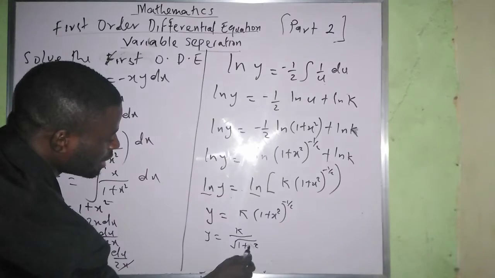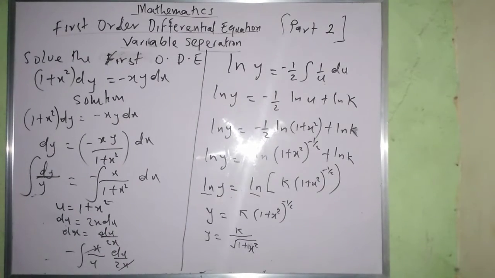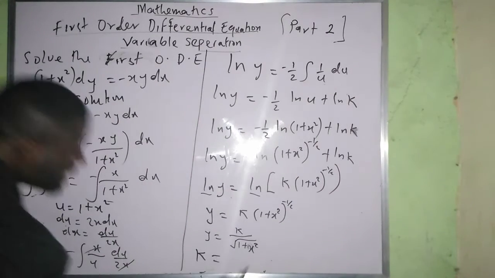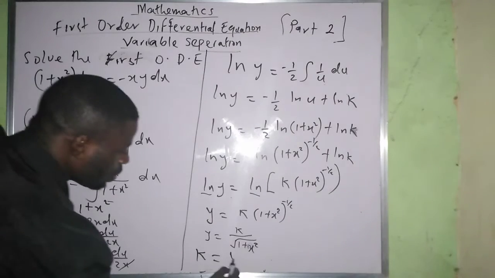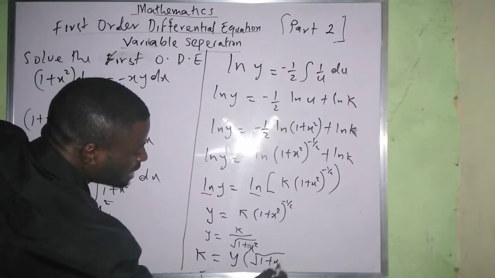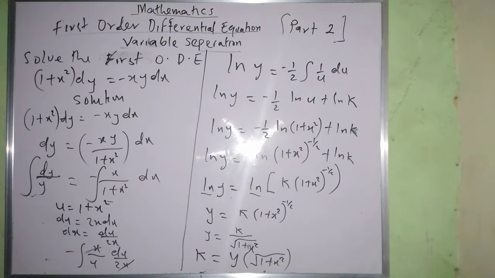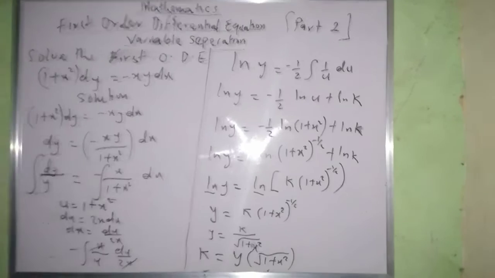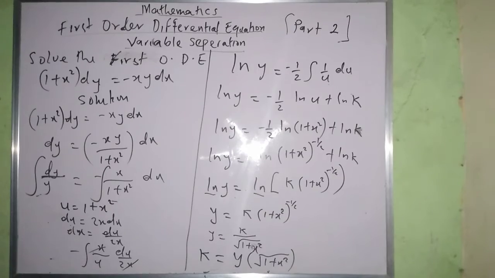1 plus x squared. Sorry, this is x squared. Now, since I have that, I can now say my k, because I need my k to be what? Y bracket of root of 1 plus x squared. That is my value. Now, if I have a possible value, I can now put those values and go. Okay, that is my variable separable.